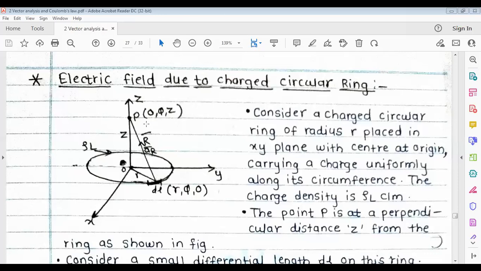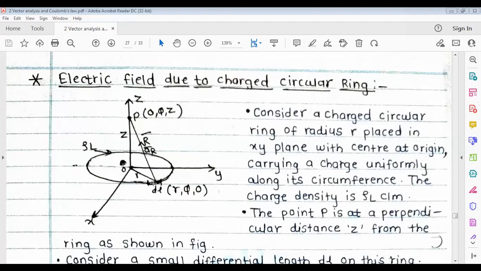Then we'll consider point P and this circular ring's coordinates in the cylindrical system. Because this is a circular ring, that's why we are considering the cylindrical system here. So here, first, we will see that this ring is placed again in the x and y plane, and we are considering its length. Its total length is L.